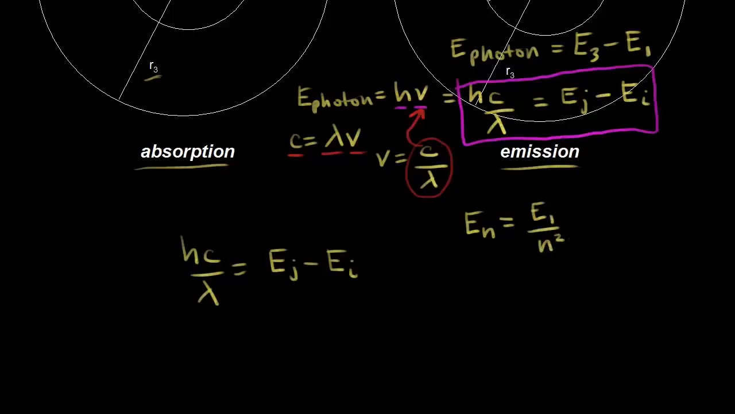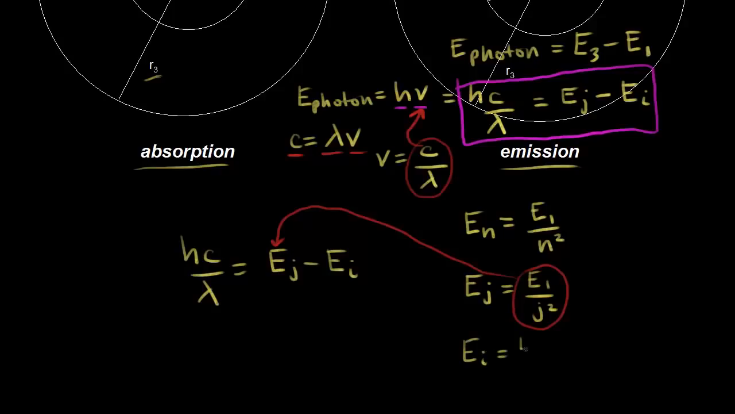So if we wanted to know the energy when n is equal to j, well, that would just be E1 over j squared. And so we could take that and plug it into here. If I wanted to know the energy for the lower energy level, that was Ei, and that's equal to E1 divided by i squared. So I could take all of this and plug it into here.